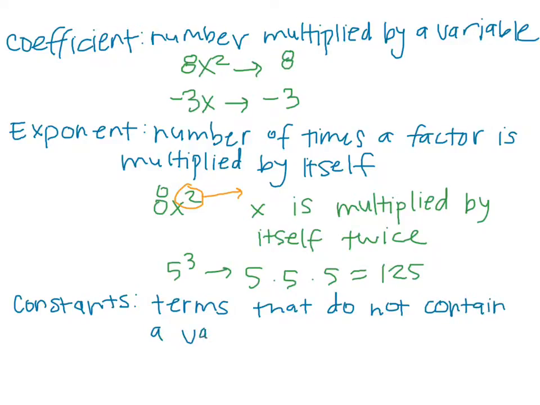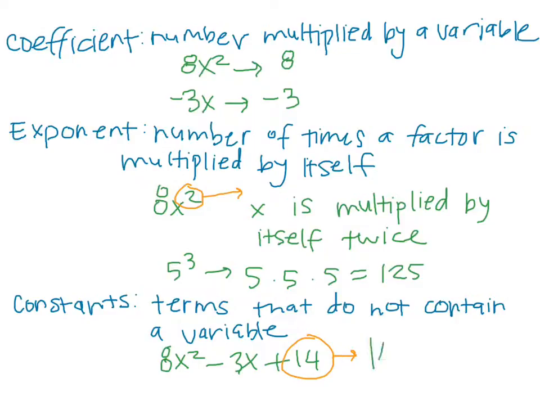So if you take a look back to that original expression that we used, 8x squared minus 3x plus 14, there's only one thing in there that is a constant. Only one thing in here that does not have a variable. And that one thing without a variable is the 14. So my constant in this expression is 14. Basically, you can think of a constant as just a number. No variable, just the plain old number.